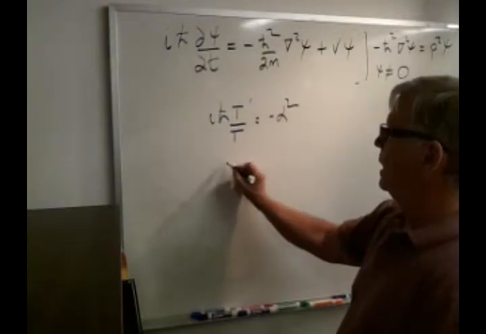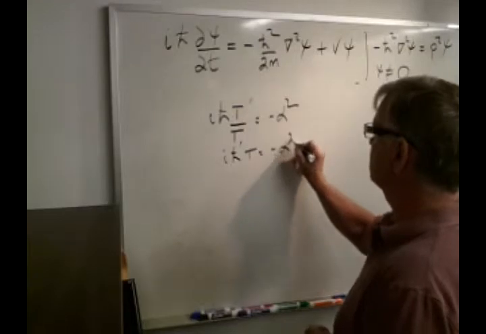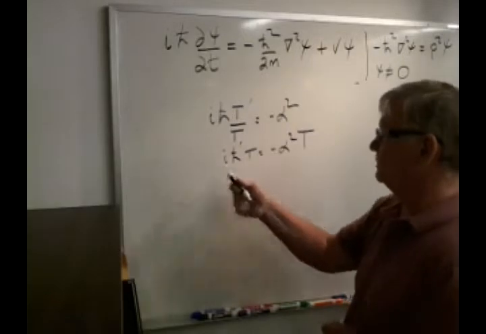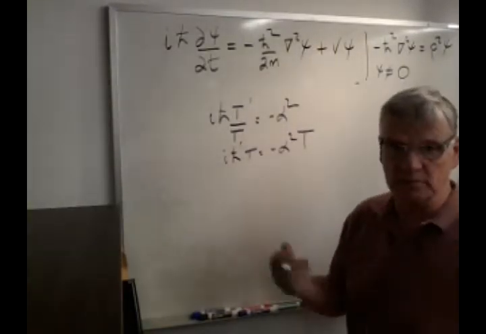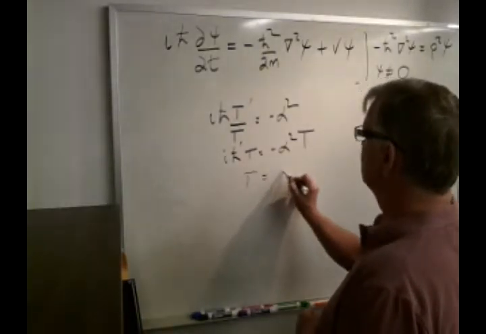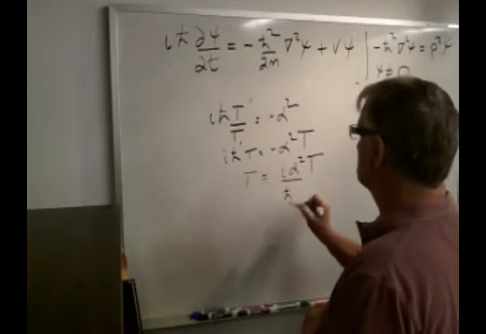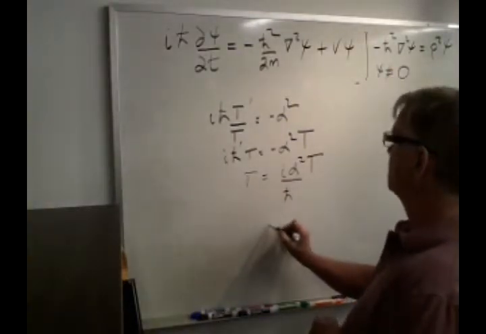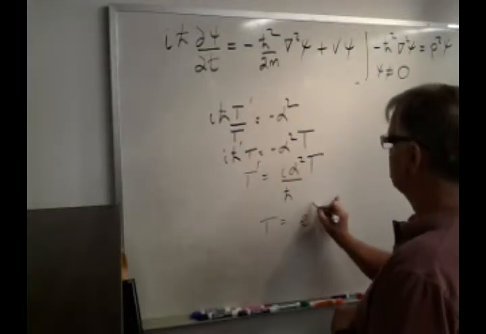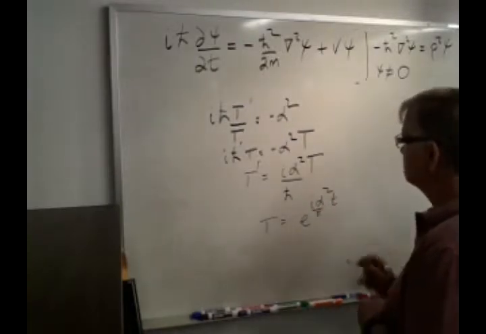Very straightforward. i h bar T prime equals minus alpha squared T, the function T, which is a function of time only. If you divide by i, it's the same as multiplying by negative i. So we would have T prime is equal to i alpha squared T all over h bar, which gives us a very simple solution. T is equal to the exponential of i alpha squared all over h bar times time.